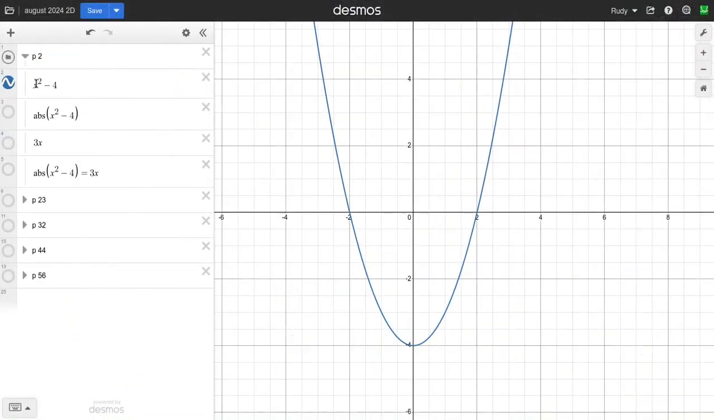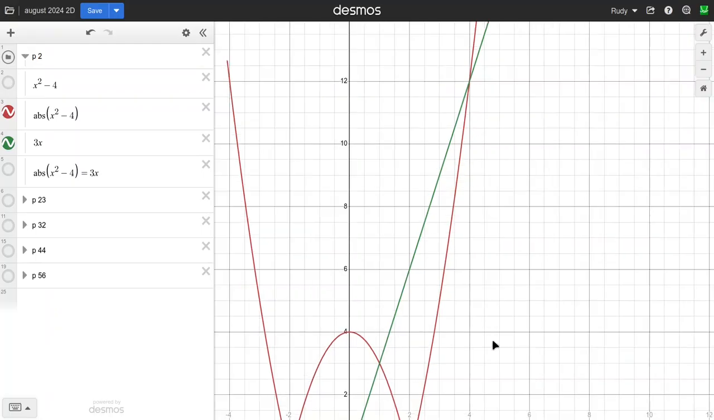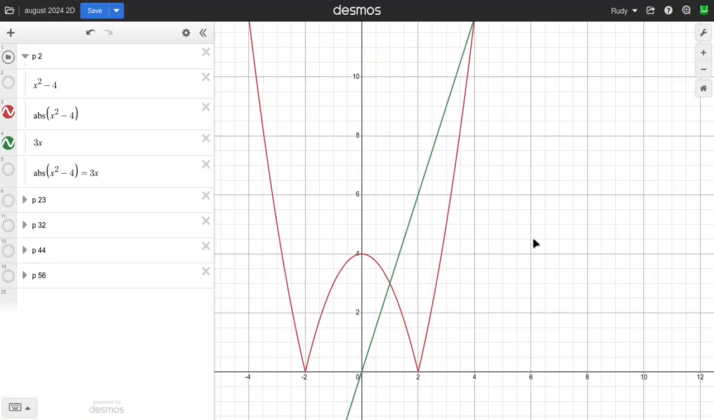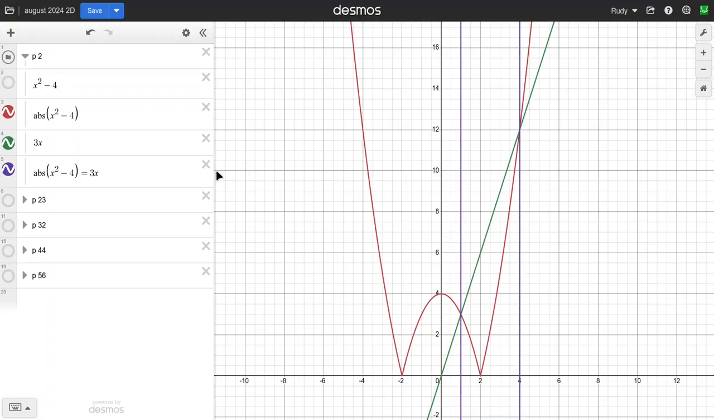So if you look at this in Desmos, this is x squared minus 4. This is the absolute value of that, so you can see it's just mirrored along the x-axis. This is 3x, so just a line, and you can easily see there are only 2 points here, like in my not so very good drawing. And if you just put in the equation into Desmos, then you can see the lines on 4 and 1 where we have this intersection point of the two curves, as you can see. So that's how it's looking in Desmos, with a nicer drawing than the one I provided.